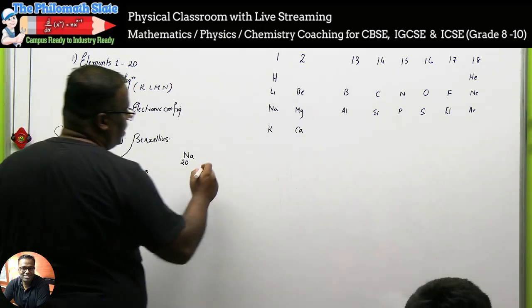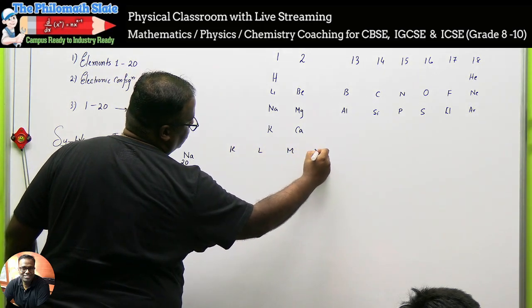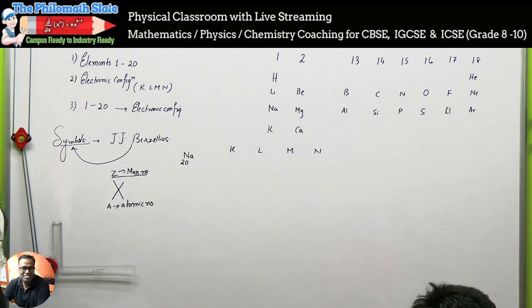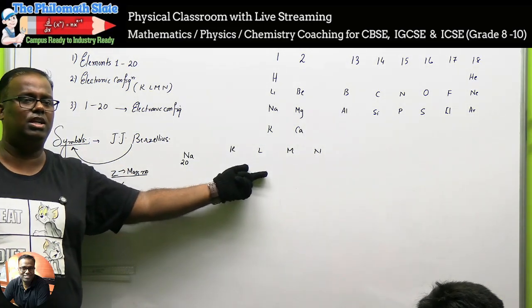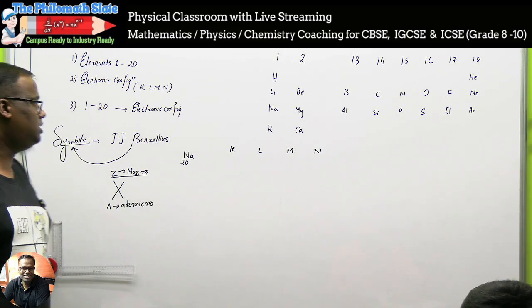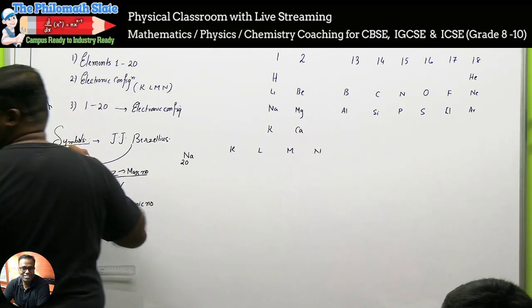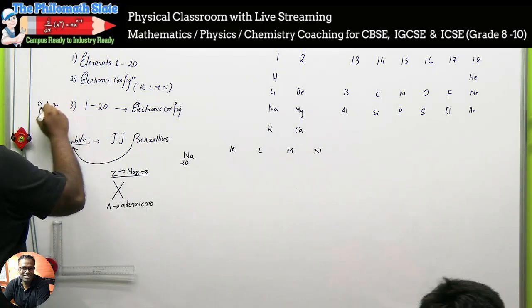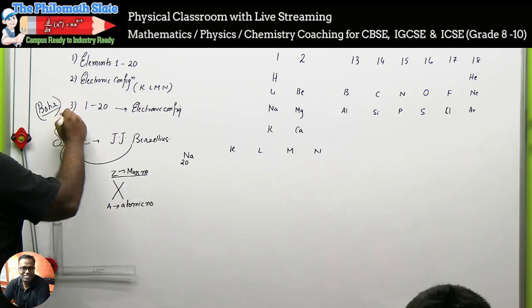So let's do it for sodium. How will we fill the electrons? K, L, M, N. KLM are known as shells or energy levels or energy orbits. You can just write them as shells. And this system was proposed by Niels Bohr. And the filling happens according to the rule 2n square.